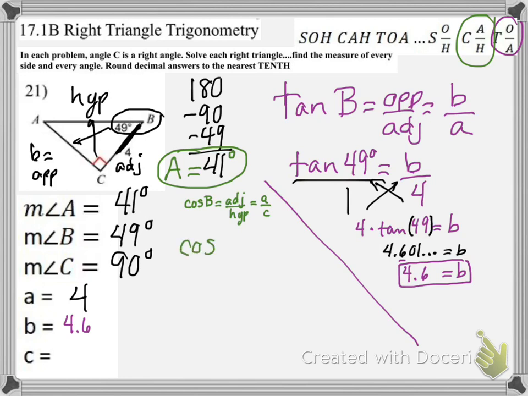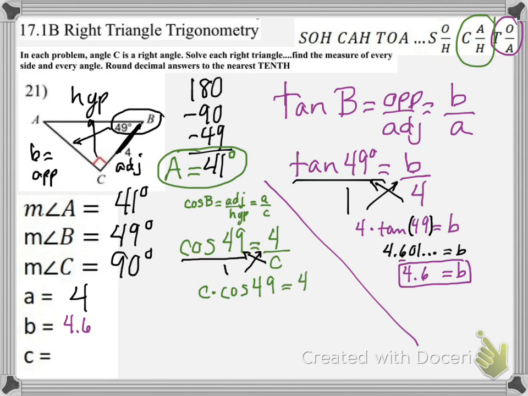So cosine of 49 equals the adjacent side, the side that's touching but isn't a hypotenuse. That's 4. And the hypotenuse, I don't know. That's what I'm trying to find out. Let's deal with that. My preference is put a 1 under here and cross multiply. You could, however, just multiply by C on both sides. You'd still have the right work and the right answers. C times the cosine of 49 equals 4.